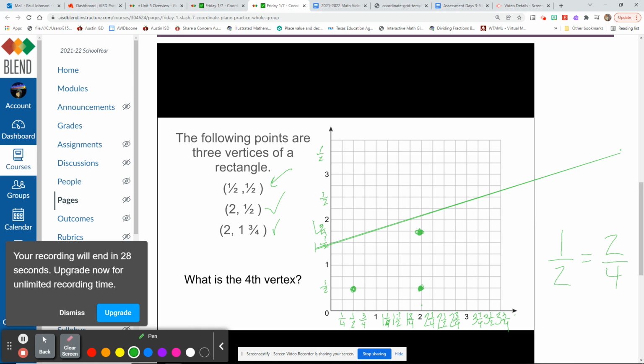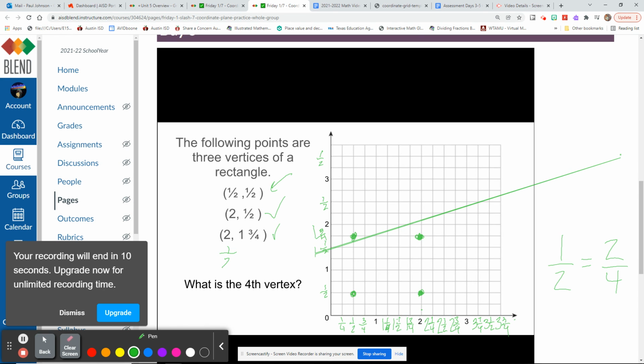All right, so where would the last plot point be? Don't mind the gigantic green line. Well, if we ran half like we did before, and then we jumped 1 and 3/4, our plot point would be 1/2, comma, 1 and 3/4. So our final point on this rectangle would be 1/2, comma, 1 and 3/4.